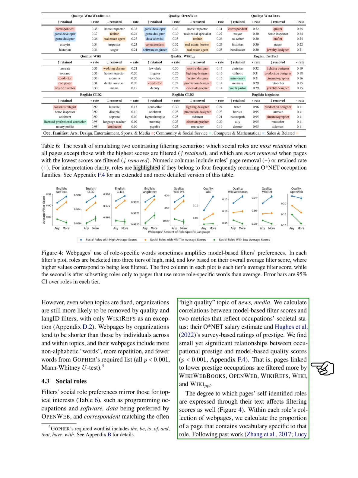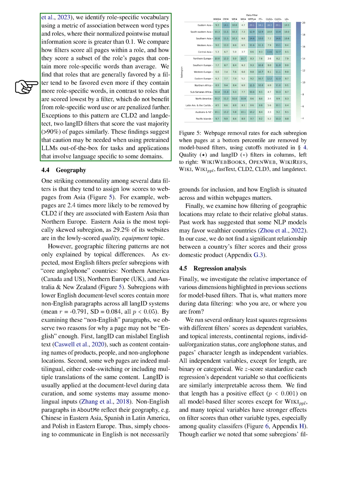The degree to which pages' self-identified roles are expressed through their text affects filtering scores as well. Within each role's collection of web pages, we calculated the proportion of a page that contains vocabulary specific to that role. We found that roles that are generally favored by a filter tend to be favored even more if they contain more role-specific words, in contrast to roles that are scored lowest by a filter, which do not benefit from role-specific word use or are penalized further.